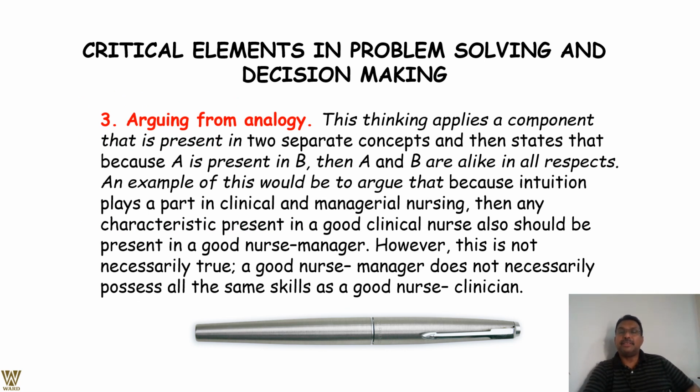Critical elements in problem solving and decision making: arguing the analogy. What are we looking into? This type applies to two separate entities, two separate concepts, and then states that because A is present in B, then A and B are alike in every other respect. An example would be to argue that because intuition plays a big part in clinical and managerial nursing, a characteristic present in the good clinical nurse would be present in a good nurse manager. However, this is not necessarily true. A good nurse manager does not necessarily possess the same skills as a good nurse clinician.